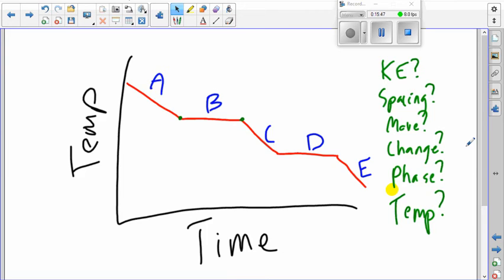The temperature is flattened out. So what must be happening to that substance? The phase it's in. Something's changing. It's changing from what phase to what phase? It's going from a gas to a liquid. Or condensing, right? Everything you just said is exactly correct.